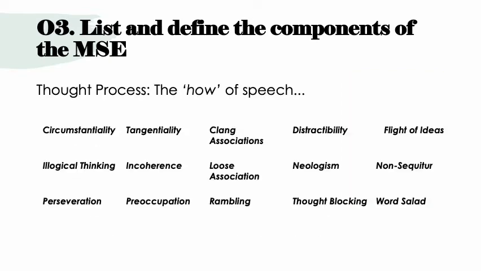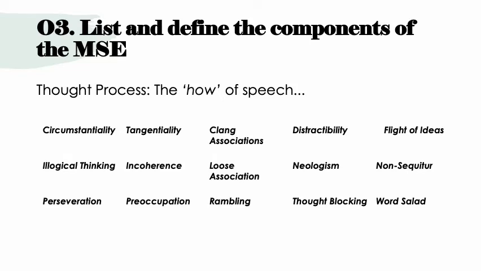T stands for thought process and thought content. Thought process is the so-called how of speech. A number of terms deserve definition here. We'll start with circumstantiality. This is speech that takes a circuitous route before reaching its goal. Extra unnecessary and sometimes tedious details are added. The speaker often needs to be interrupted. However, there's a clear, recognized link between the associations.